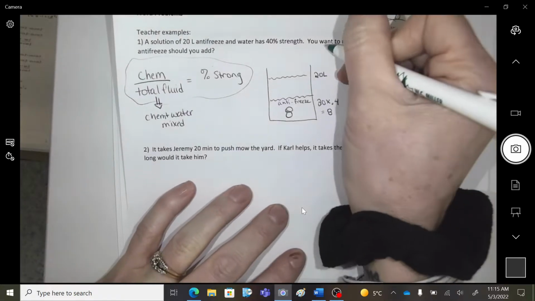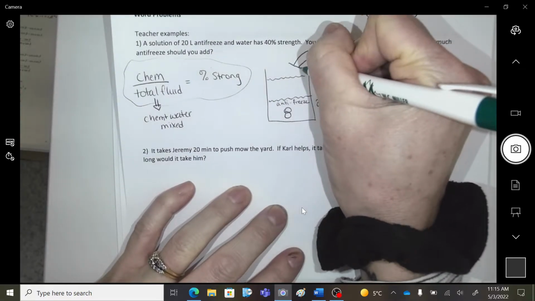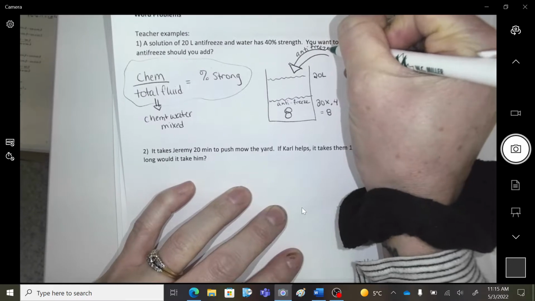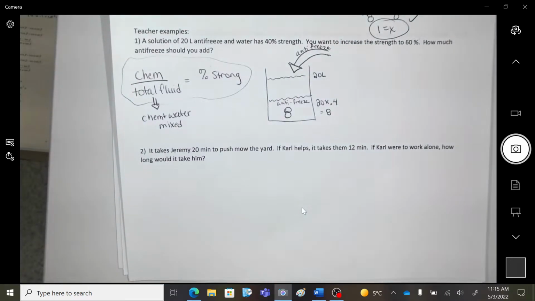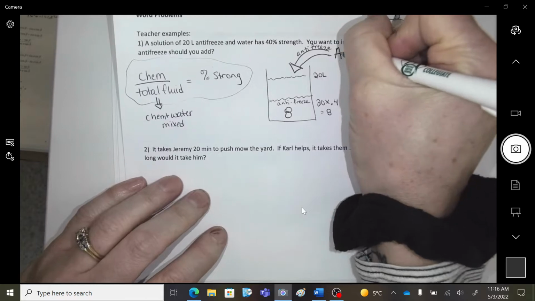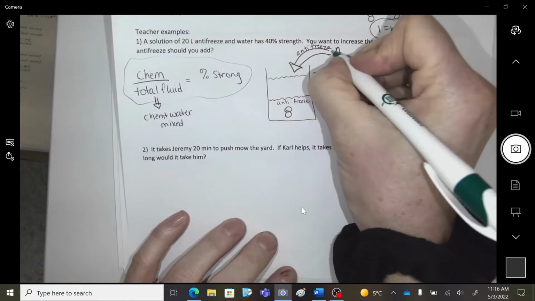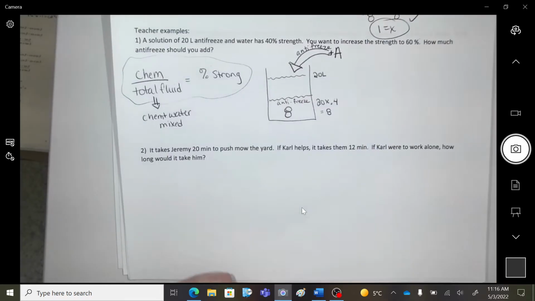Okay, we want to put more antifreeze in. We're going to add more. Do I know how much more I want to do? Nope. So I'm going to use a variable. And are you okay if I'm picking A as a variable? I don't know how much I want to add. Okay, here we go.